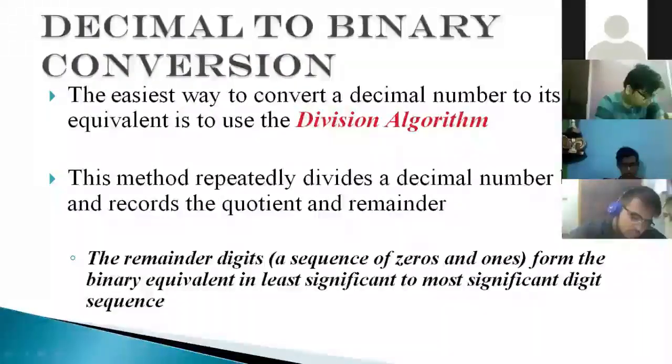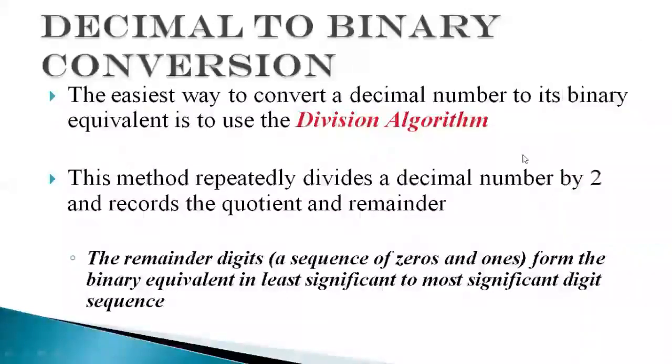This is what we have learned, how the decimal number was converted into the binary number system through the division method, through the division algorithm. The number was repeatedly divided by 2 to convert it into the binary number system. We noted down the quotient as well as the remainder. The quotient was the new number and the remainder was what we have to store for our final output.